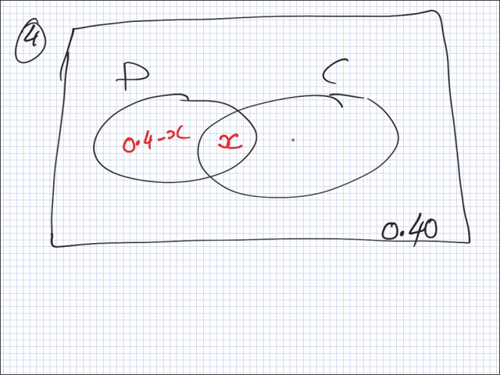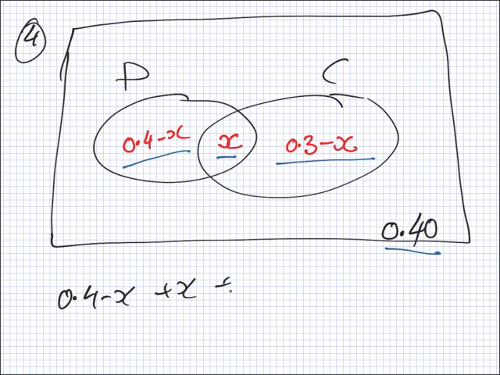And this must be 0.3 minus x. Yeah? And now, you know that the total must be 1. So, this plus this plus this plus this should equal... Yeah, so you've actually just made a linear equation. Should equal 1. So, yeah.